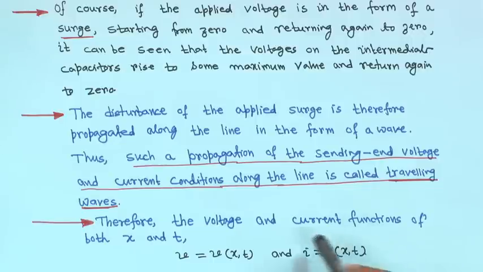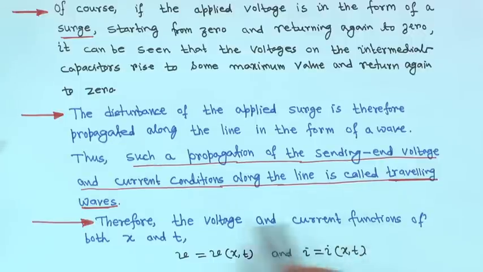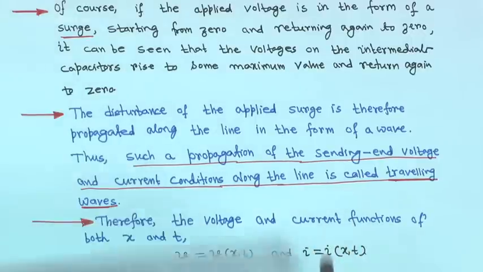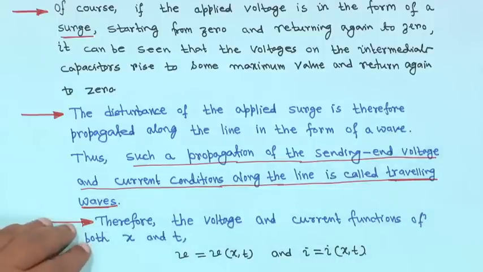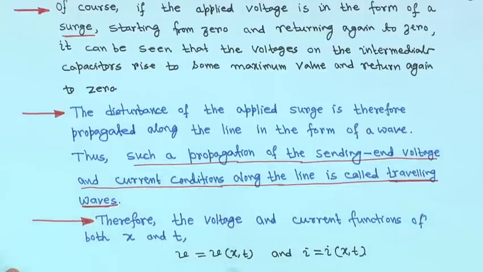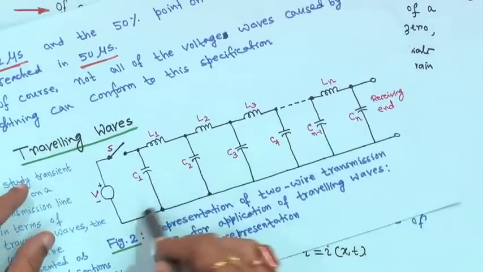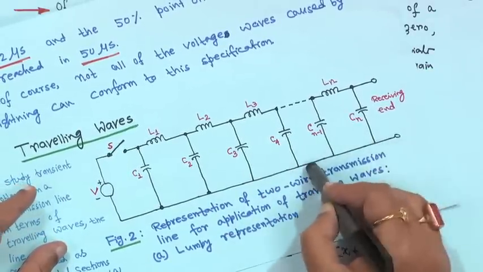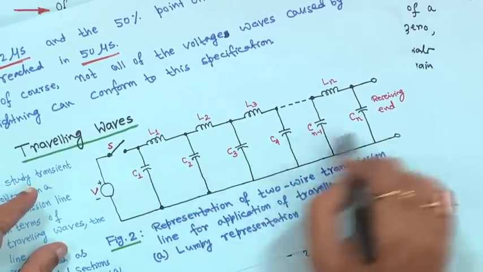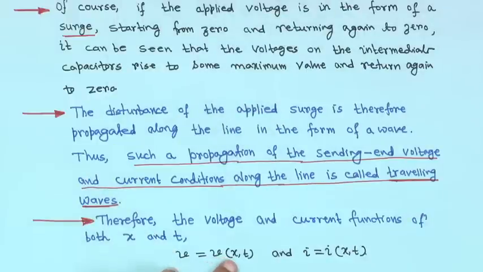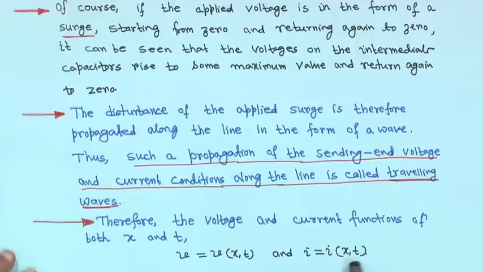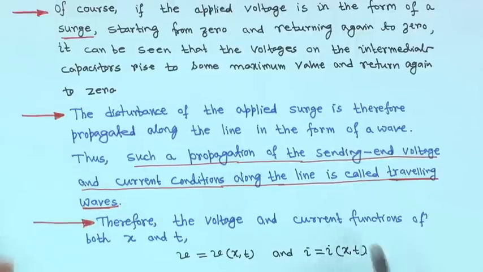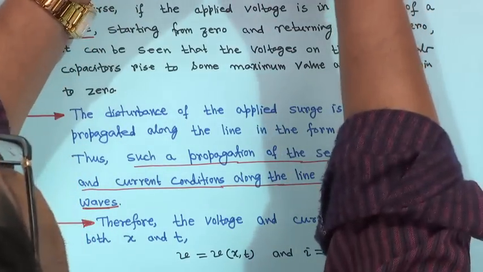Therefore, the voltage and current are functions of both x and t, that is, V is equal to V function of x and t, and I is equal to I function of x and t. I will show you later, this is the direction x, and moving along time. So V is a function of x and t, and I also is a function of x and t, right.